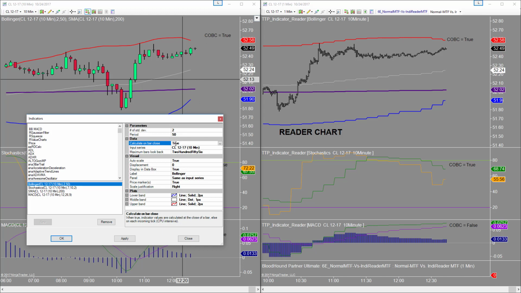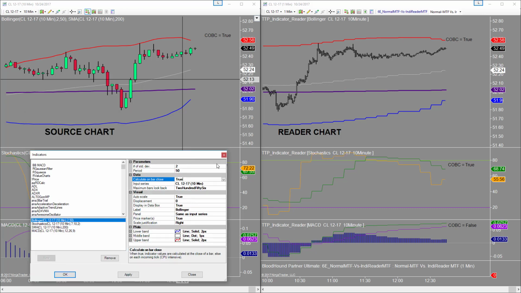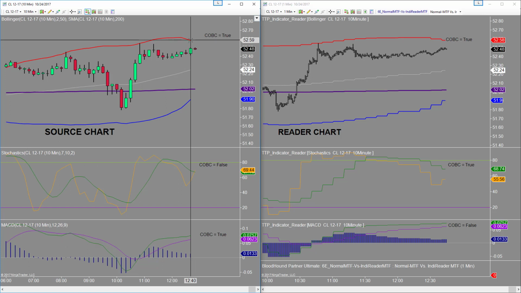When it's set to true, it runs only once per bar, and that's on the first tick of the next bar. Okay, so it'll be at the close of this bar that we get the calculation for the Bollinger Bands for that bar. So you see how it doesn't have a value for the Bollinger Bands for the current bar? That's because it's set to calculate on bar close true.